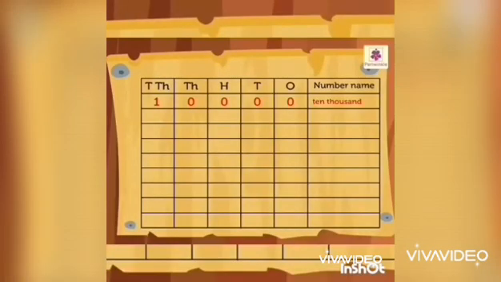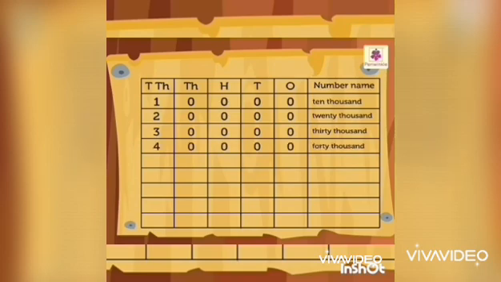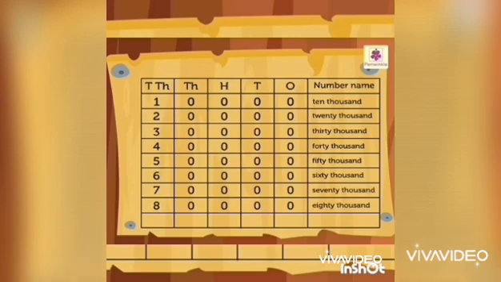Now let us look at some 5-digit numbers. 10,000, 20,000, 30,000, 40,000, 50,000, 60,000, 70,000, 80,000 and 90,000. This is how the 5-digit numbers are placed in the 10,000s column, thousands column, hundreds column, tens column and ones column.